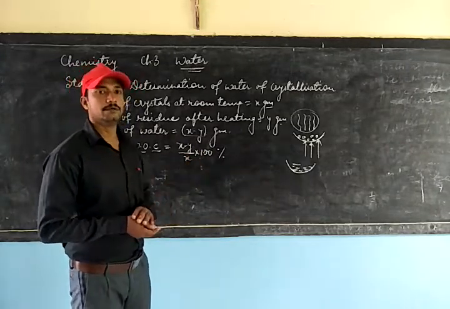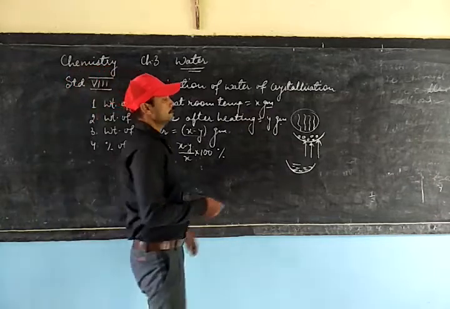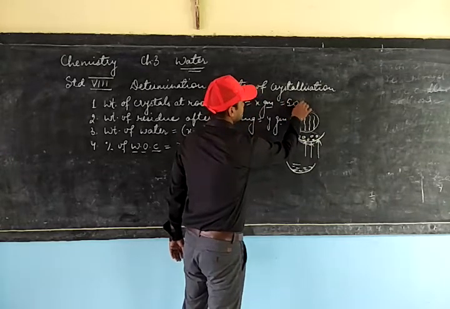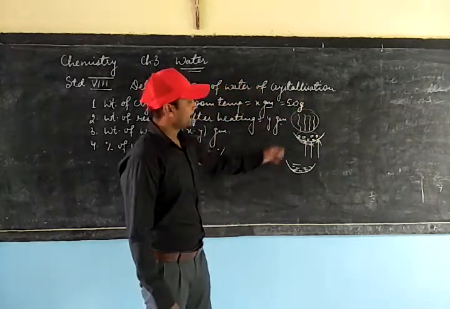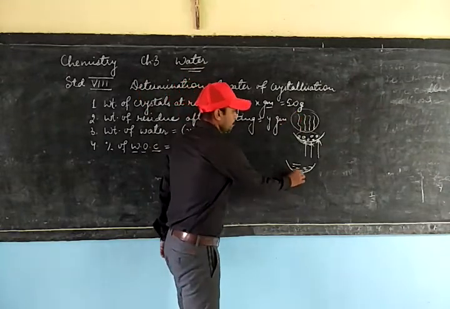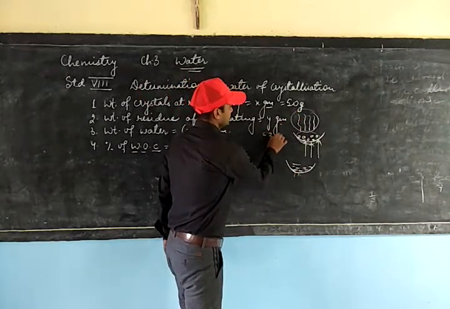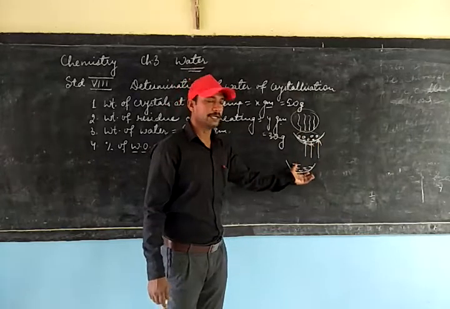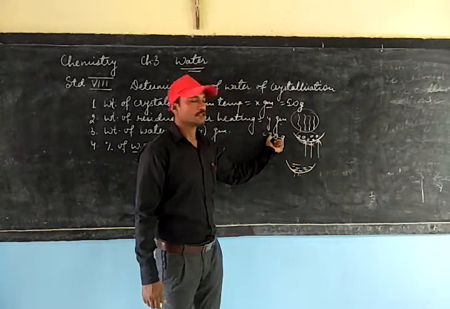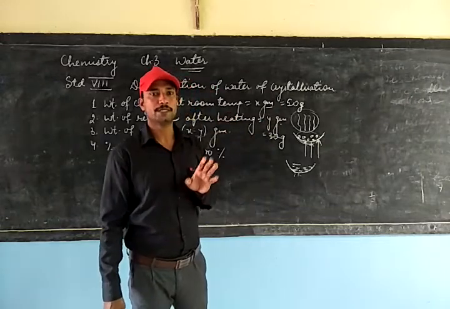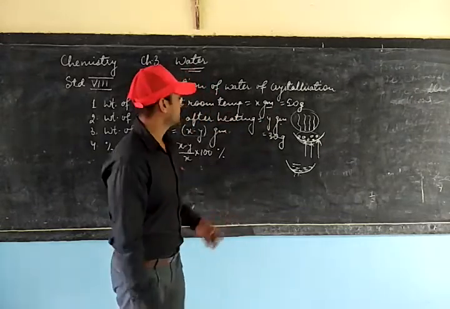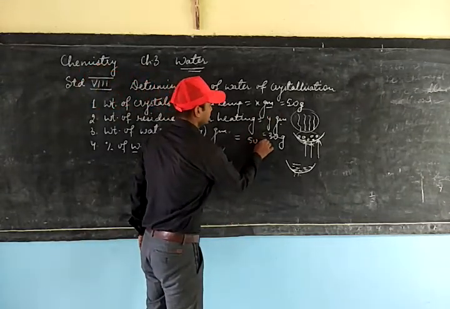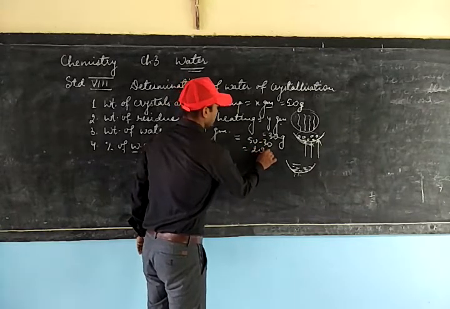Let us take one example to understand this. Suppose the quantity of crystal taken is 50 gram, and on heating, we are left with a residue of only 30 gram. 50 gram was the total amount of crystal taken, and after heating the residue left is 30 gram. So on subtracting, we come to know that 20 gram is the water present in it. So the weight of water is found by subtracting 50 minus 30, which is equal to 20 gram.